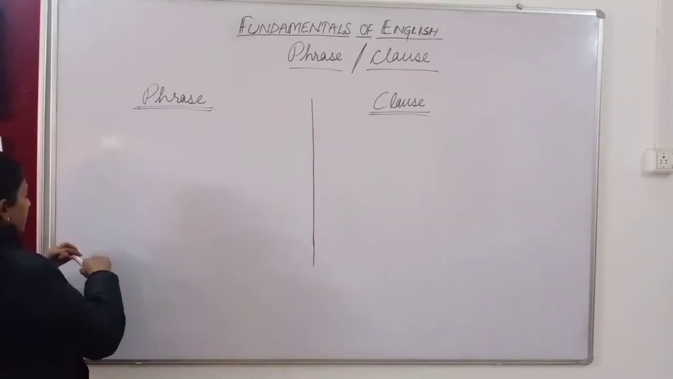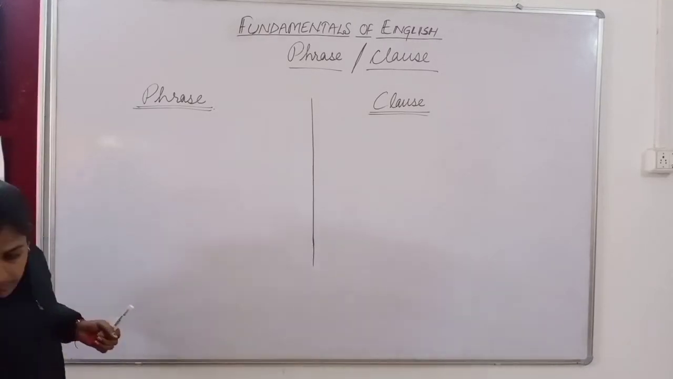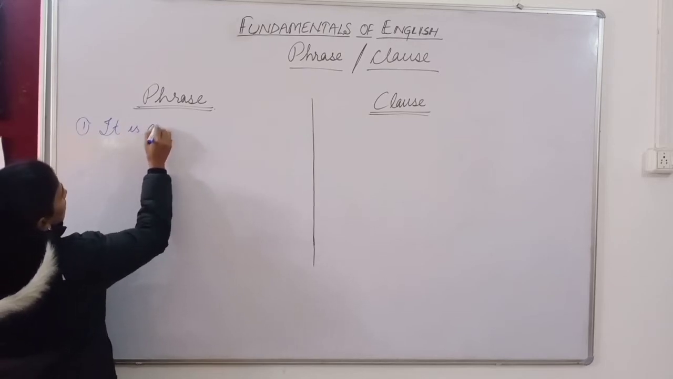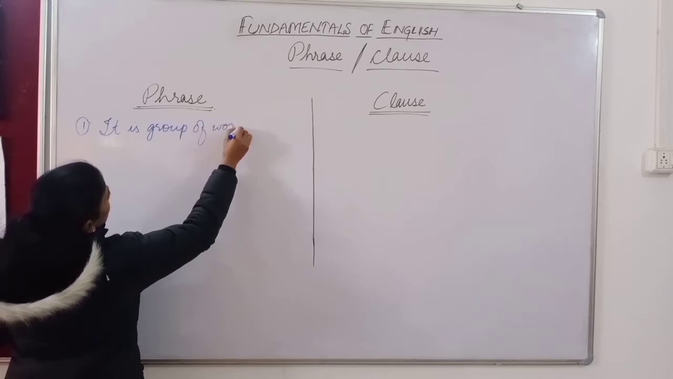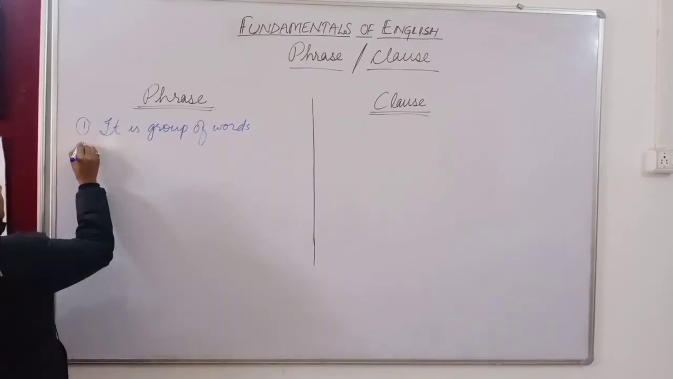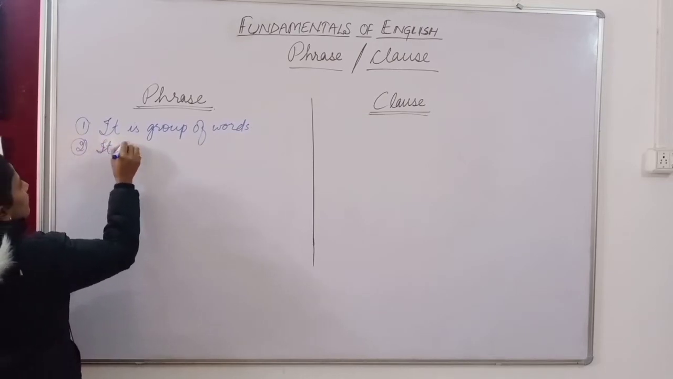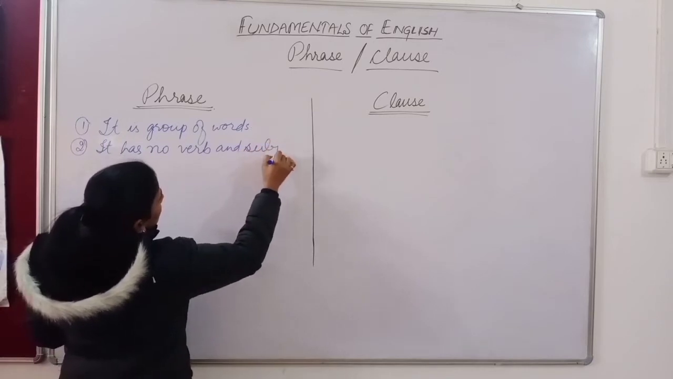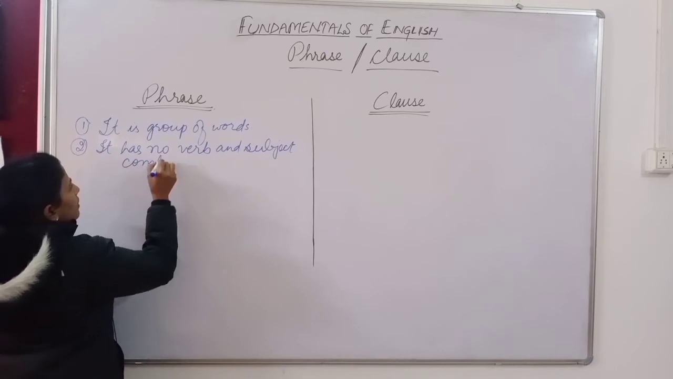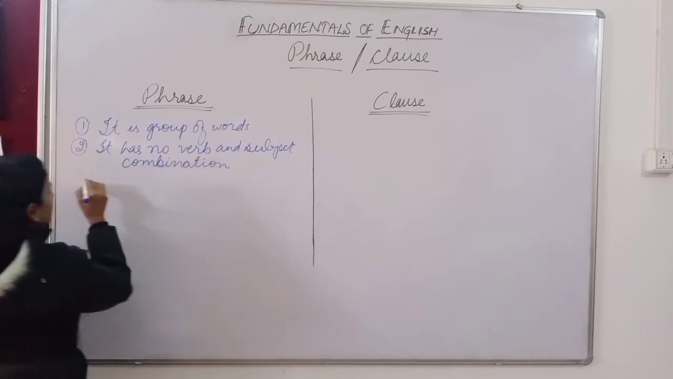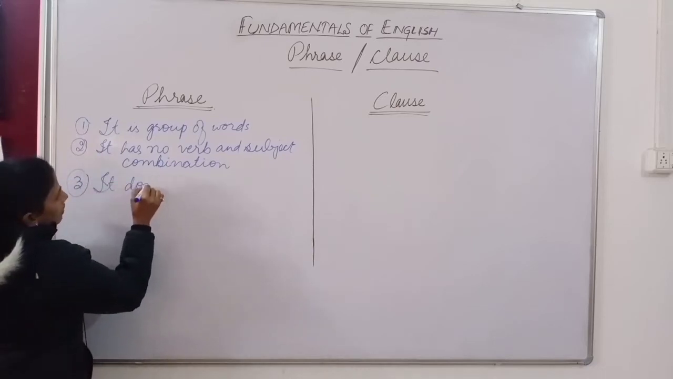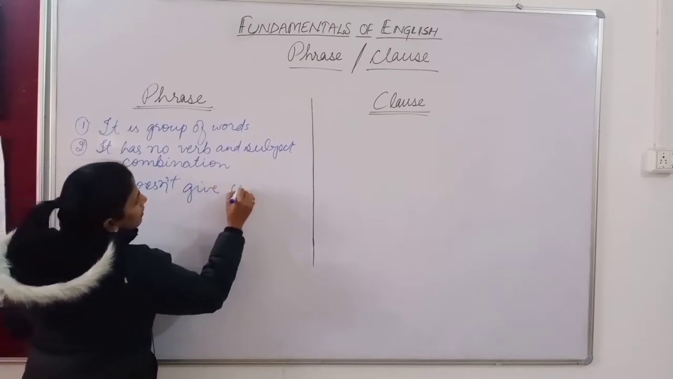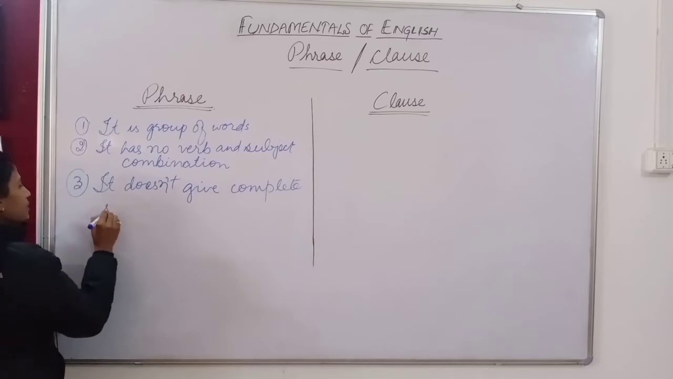Phrase. First, it is a group of words. Second, it has no verb, subject, or combination. Third, it doesn't give complete sense.